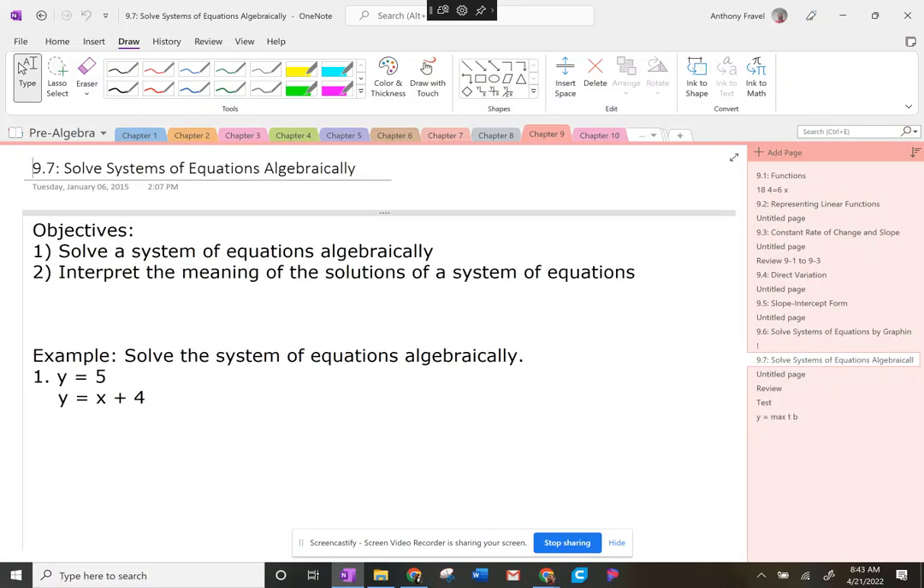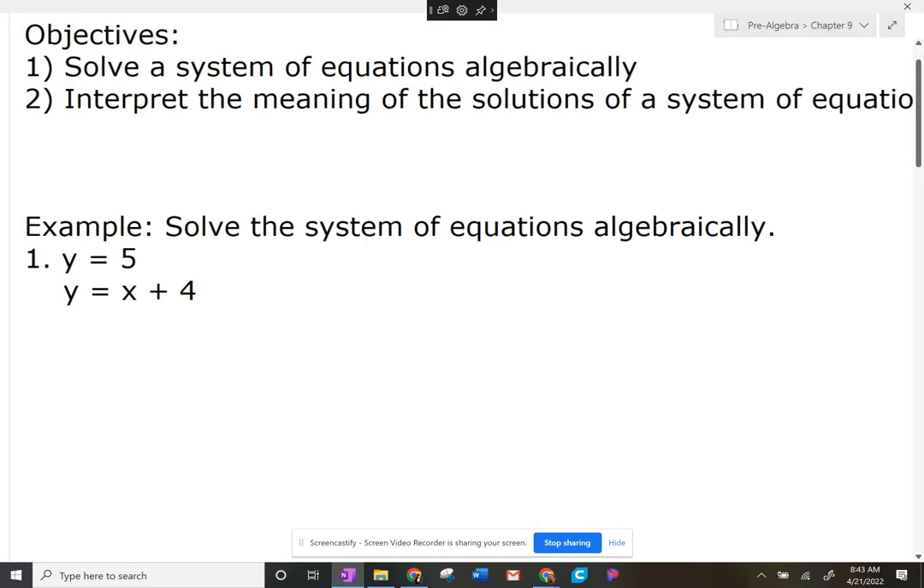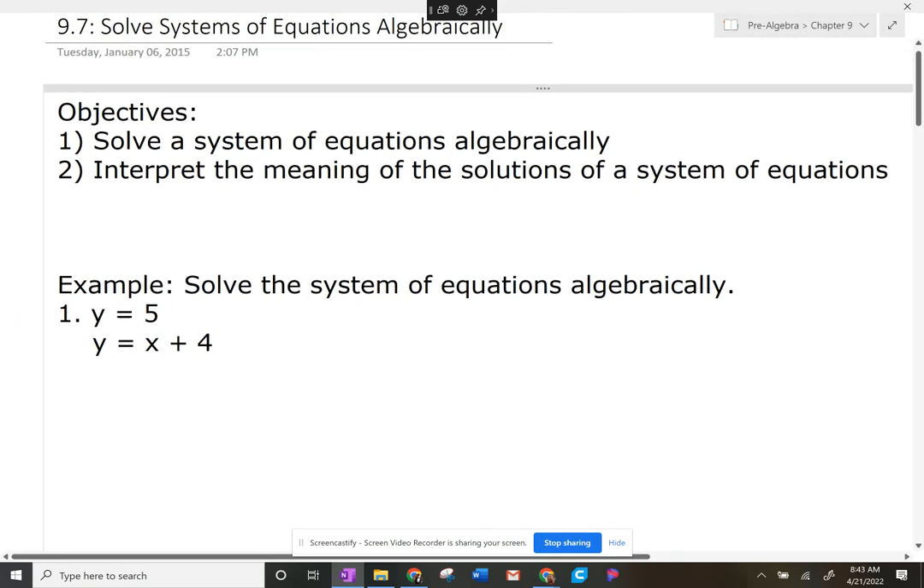All right. 9.7, we're solving systems of equations using algebra. So algebraically. And then the last part says, interpret the meaning of the solutions of a system of equations. Really what we're going to do when we get done with it is we will be able to either have an ordered pair, so an x value and a y value, just like you did with graphing. We will have the option for infinite solutions, or we'll have the option for no solution.